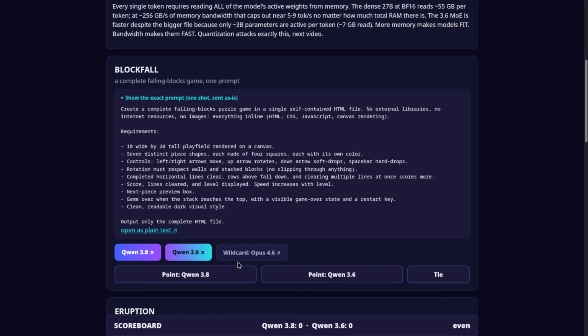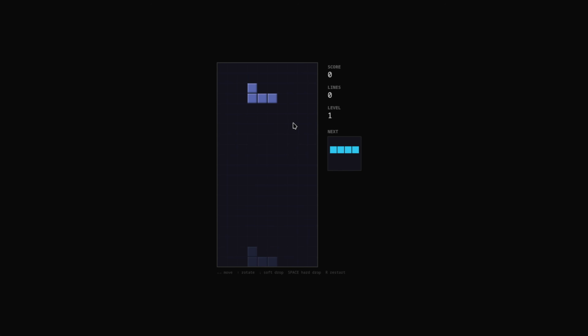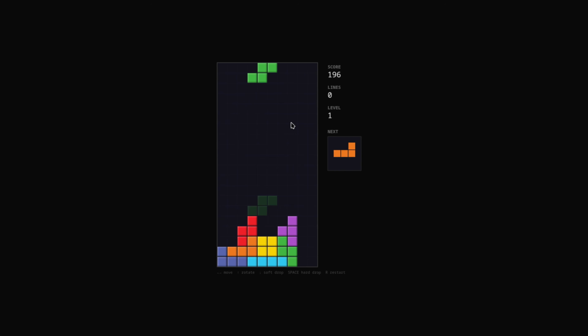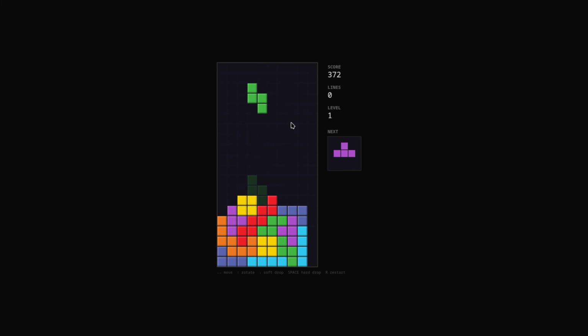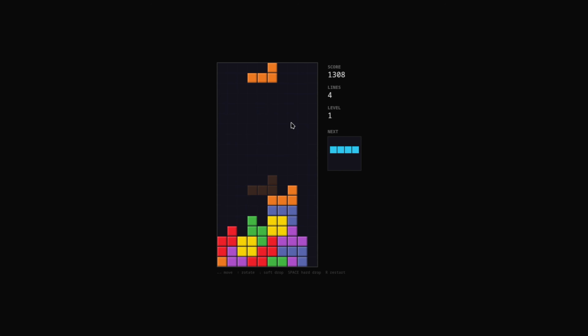And then let's take a look at the wildcard, Opus 4.6. This looks a lot like Qwen 3.6, so this is closer to that than it is 3.8. So actually, I'm going to have to give it to 3.8 here. Qwen 3.6 was functional. This is actually cleaner than 3.6, but it's not cleaner than 3.8. Let me make a Tetris here to make sure that the lines work. Can we get a bar, please? There's a bar. Oh, no animations, no explosions.